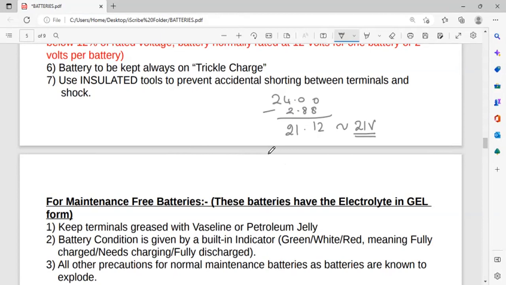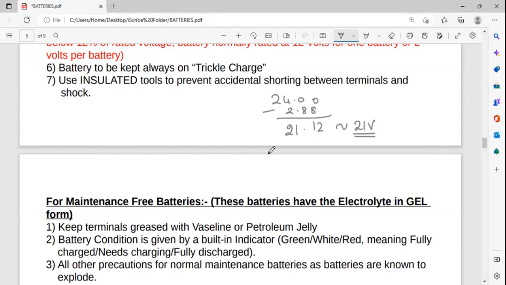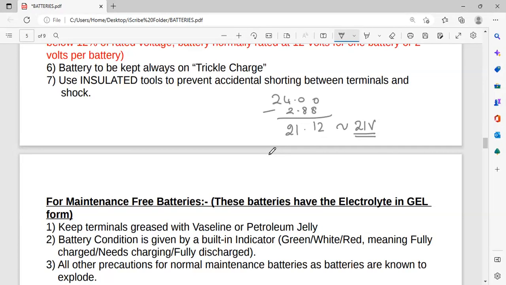Point number 7, use insulated tools to prevent accidental shorting between terminals. Remember, when you are tightening those terminals, we said all the tightness should be checked. Use insulated tools so that by accident you do not short any terminals. If positive and negative get shorted by some means, such a high current flows. Remember what we said: if a cell is rated at 200 ampere hours, then those 200 amperes are going to be flowing in that instant. Number one, it is a shock hazard.